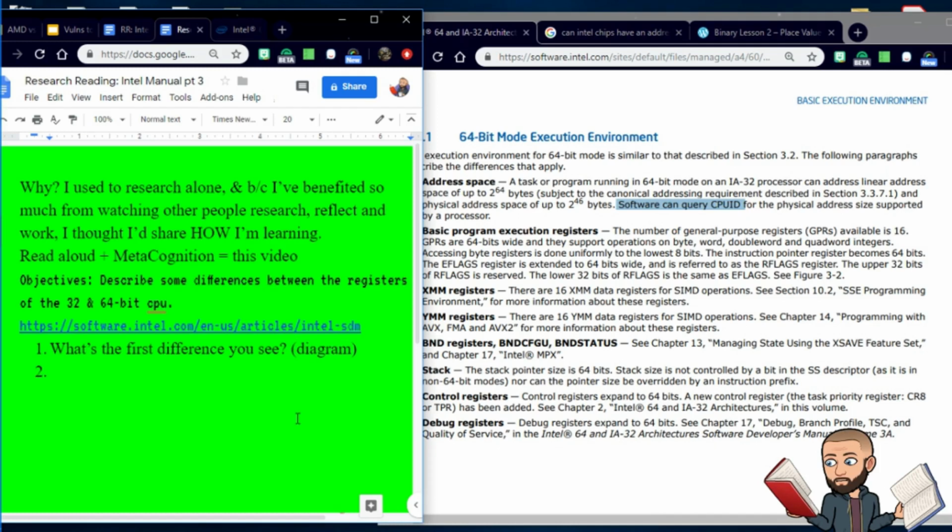Now let's ask a question about the address space. What's different about the address space in 64-bit? I'll just leave it at that.